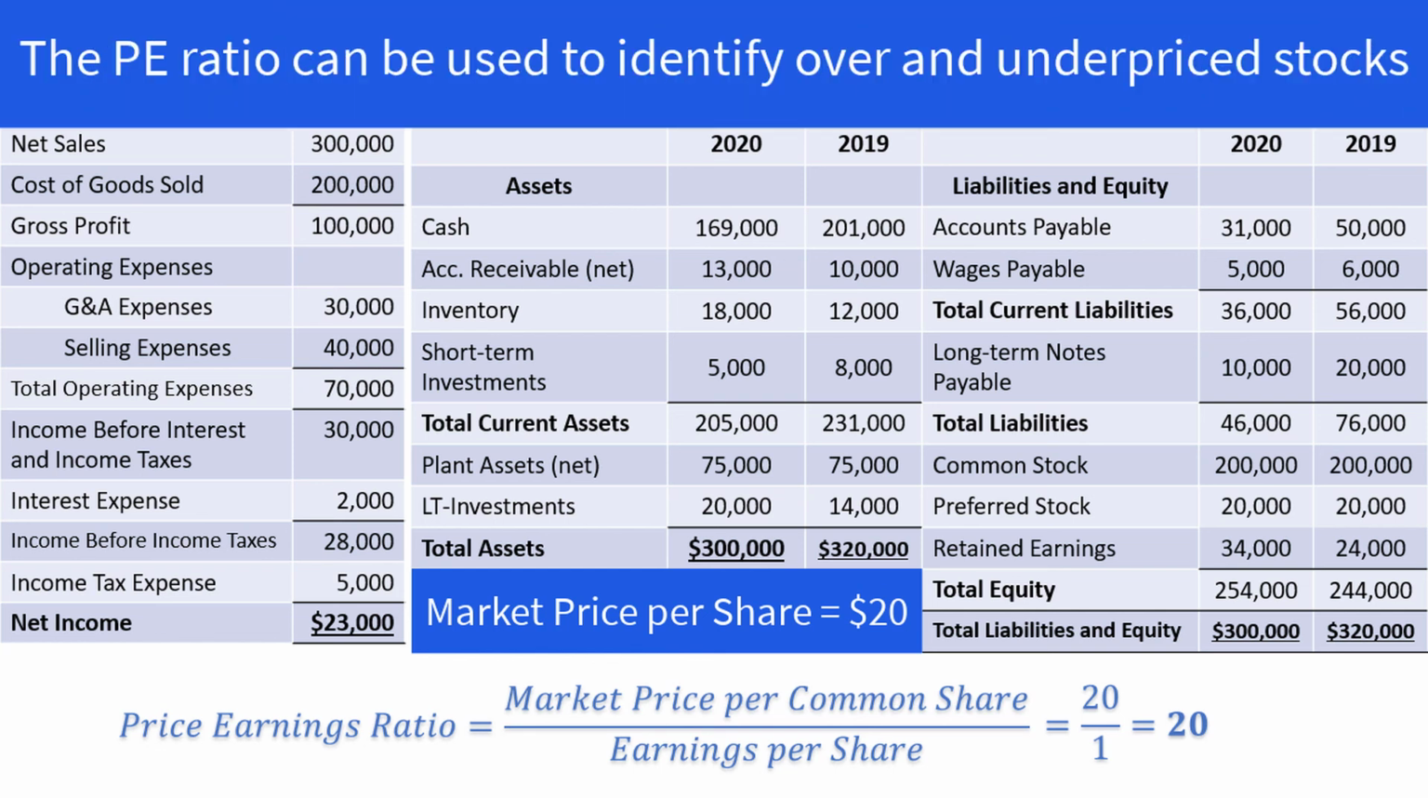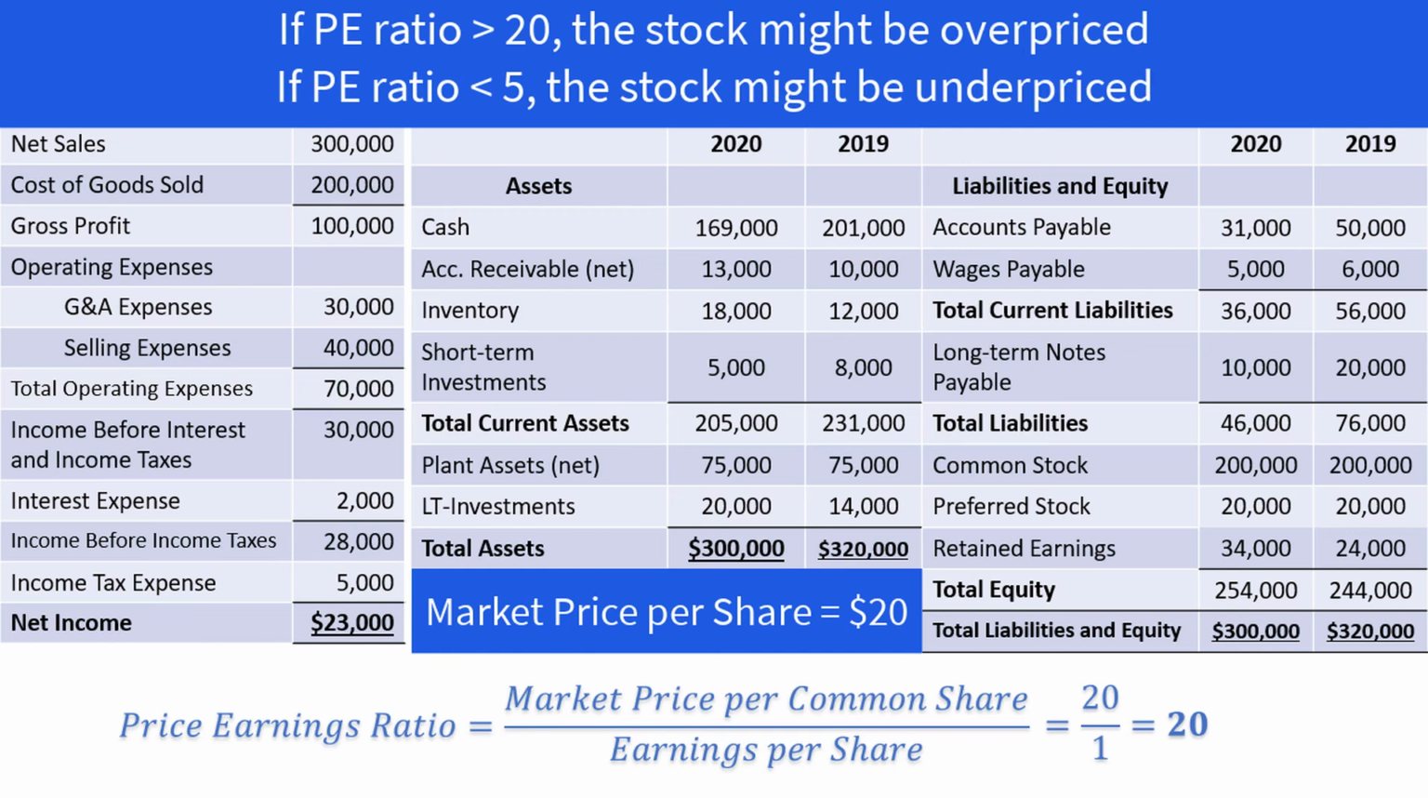Analysts use the PE ratio to determine whether or not the stock is under or overpriced. If an investor can identify an underpriced stock, they can invest in it to make profit if the stock were to increase in value to its quote-unquote correct price. Some analysts consider a PE ratio of greater than 20 to mean that the stock is overpriced, meaning that it might fall in value soon. A PE ratio of less than 5 might mean that the stock is underpriced, meaning the price might increase soon.